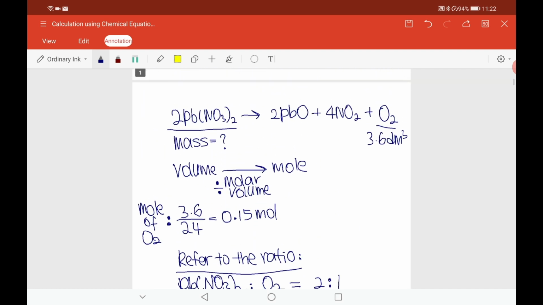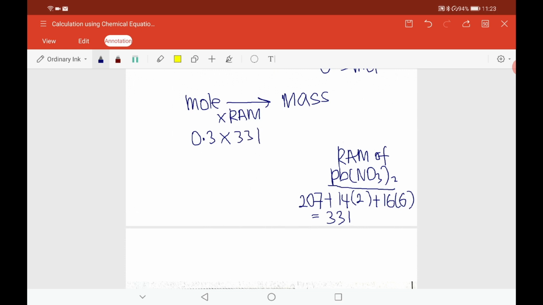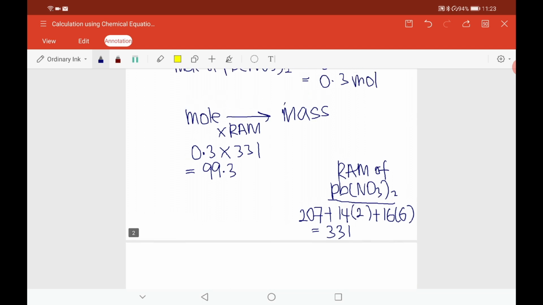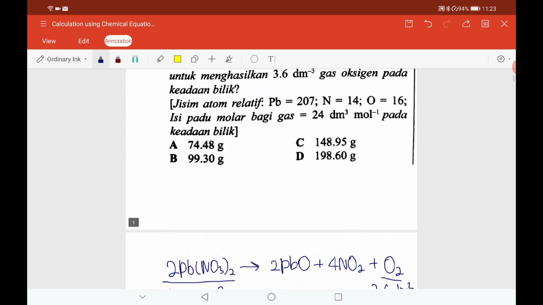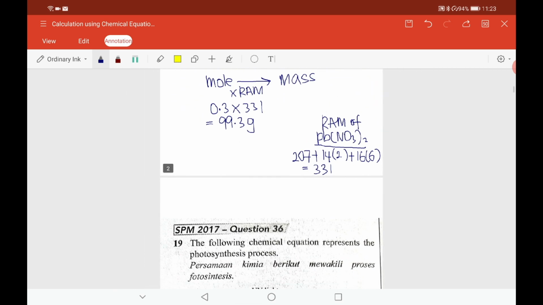Now that we have the RAM, just key it in: 0.3 times the RAM, 331. When you key it into the calculator, the final answer you get is 99.3. What is the final unit? Since we are looking for mass, the final unit is gram. So 99.3 gram, and the final answer is B. This is how you do it step by step. This is a real SPM past year question.